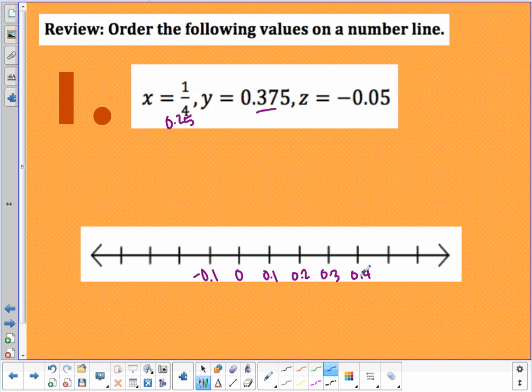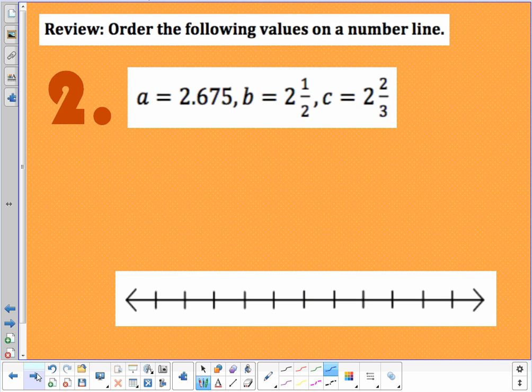So now I plot these things. 0.25 is right about here, halfway between the 0.2 and 0.3. That's going to be my x. 0.375 is going to be 3/4 of the way between the 0.3 and 0.4, so right about here, that's my y. And negative 0.05, that's halfway between the 0 and the negative 0.1. So that's my z right there.